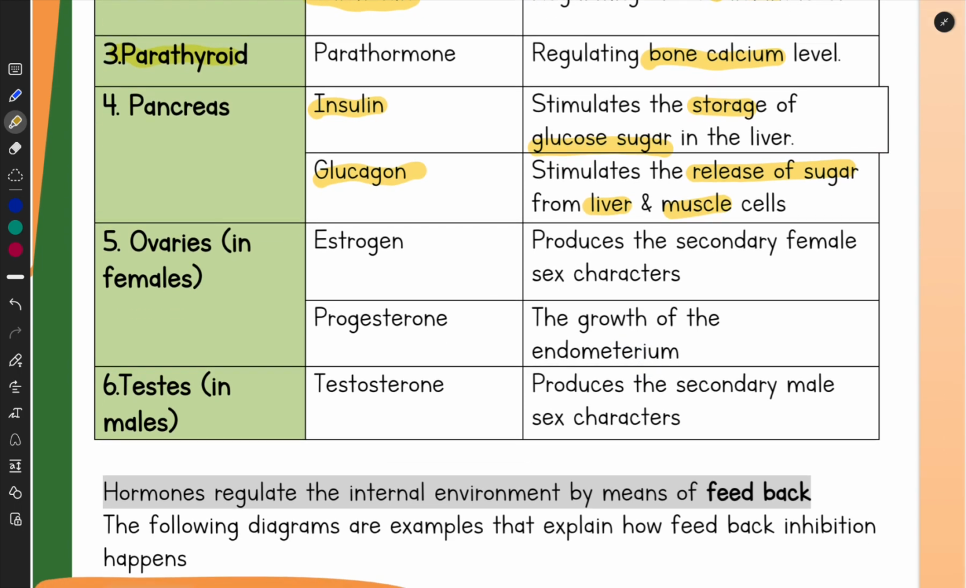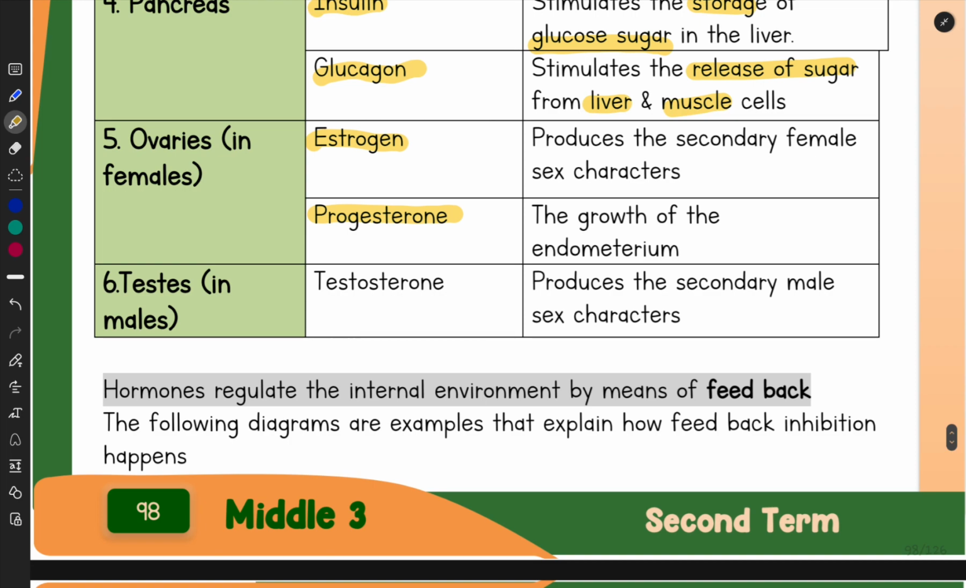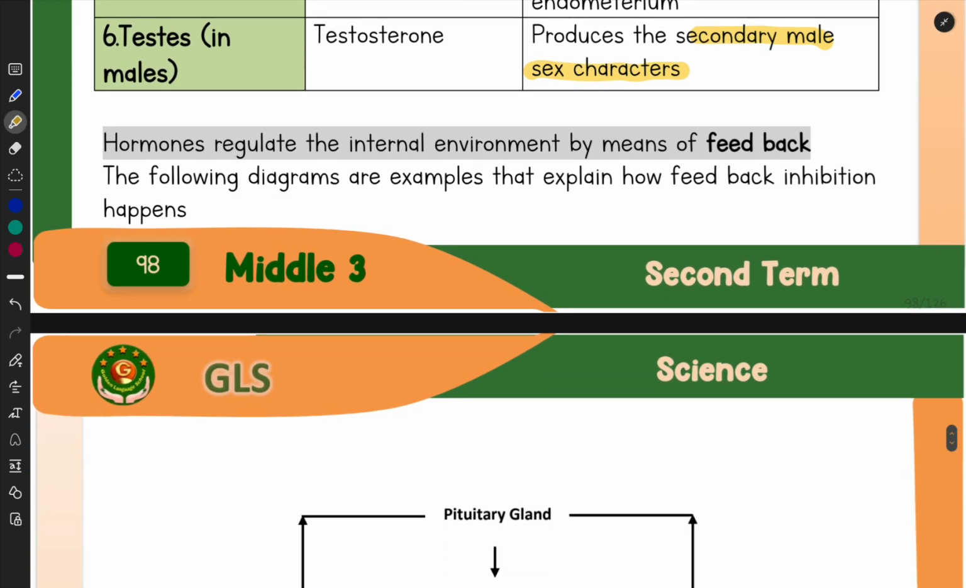Ovaries in females produce two main hormones, estrogen and progesterone. Estrogen produces the secondary female sex characters, while progesterone stimulates the growth of the endometrium of the female. Testes in males, of course, produce testosterone, which produces the secondary male sex characters like your beard and your harder voice.